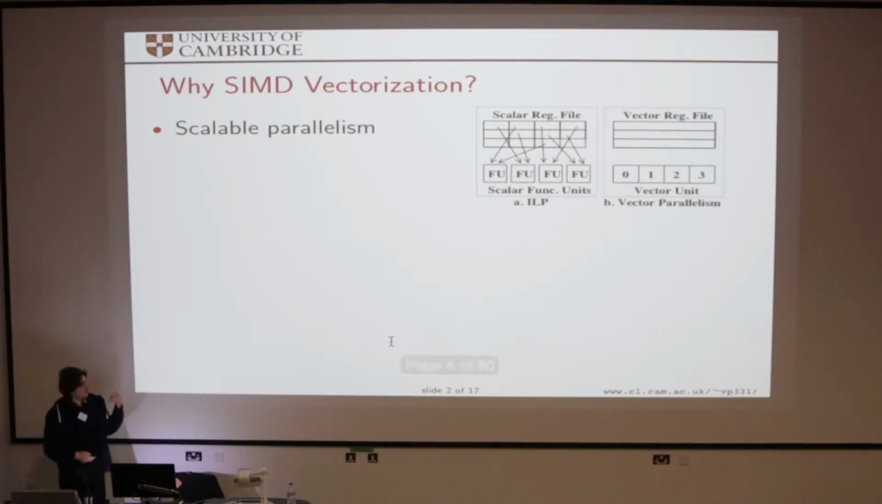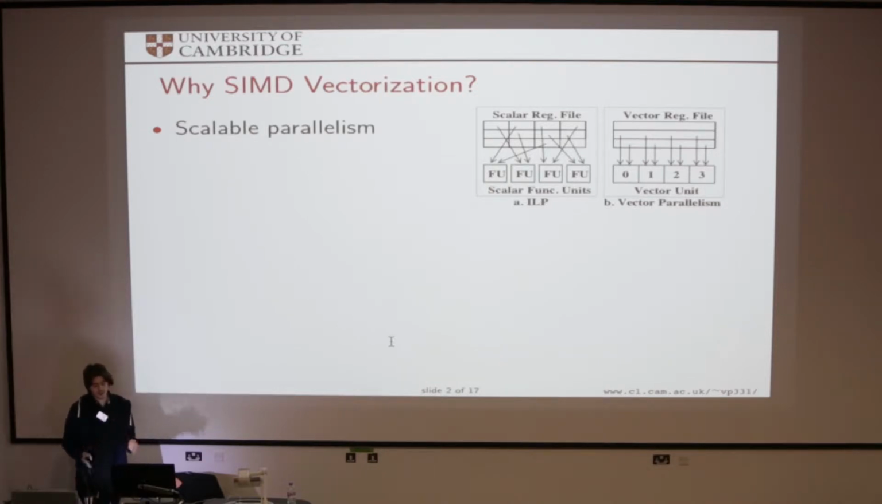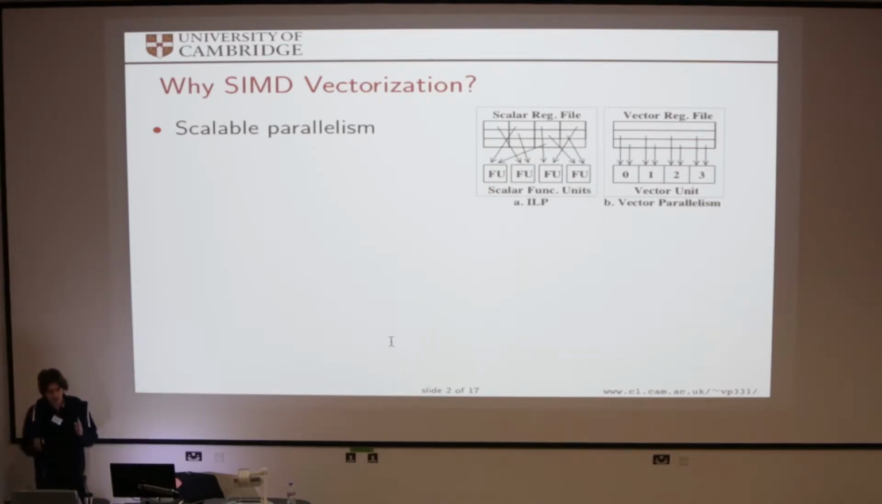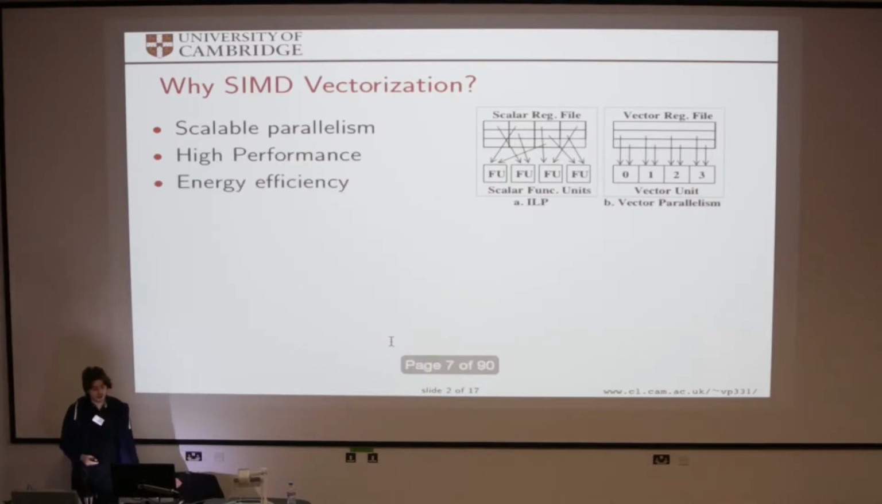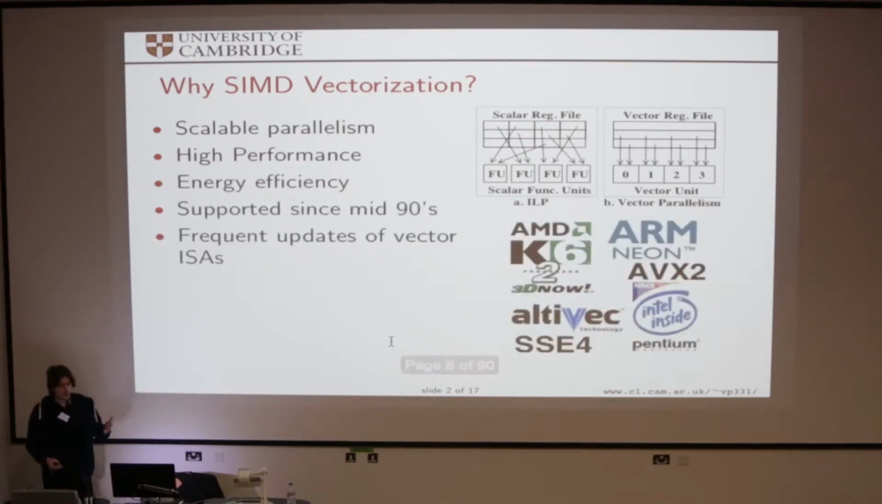Instead, a vector processor looks like this. Each lane of the vector unit is allowed to access a specific part of the register file. This allows for much more scalable hardware, and therefore we end up with potentially higher performance and better energy efficiency.